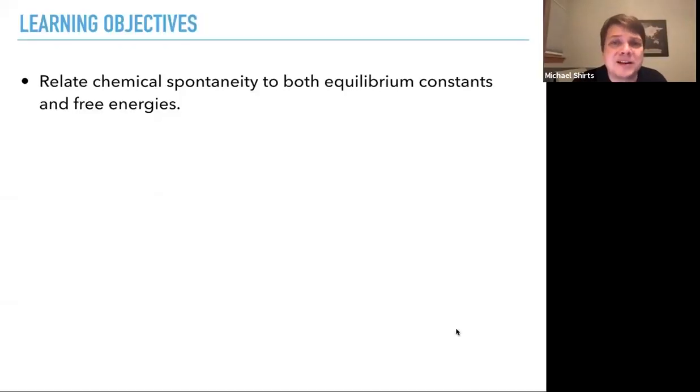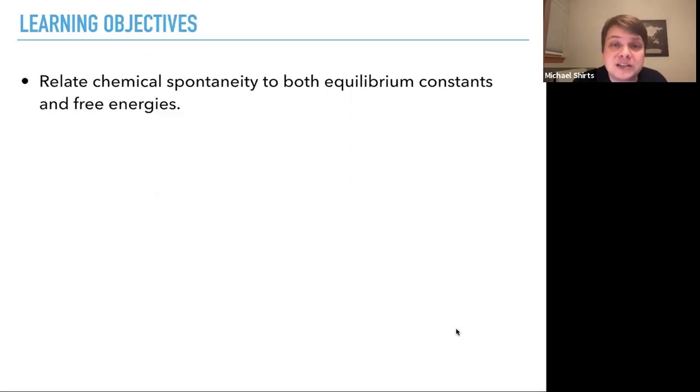So in this lecture segment, we're going to dig a little deeper into free energies and determining whether a reaction is spontaneous or not. So let me go to the lecture objectives here. The lecture objectives for this segment are to relate chemical spontaneity to both equilibrium constants and free energies.